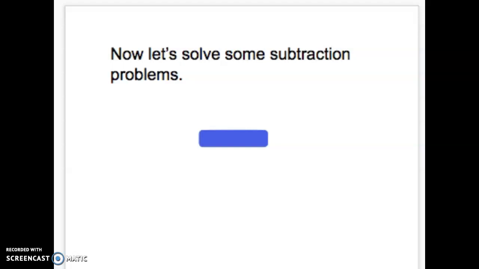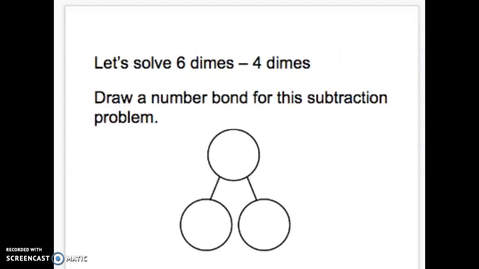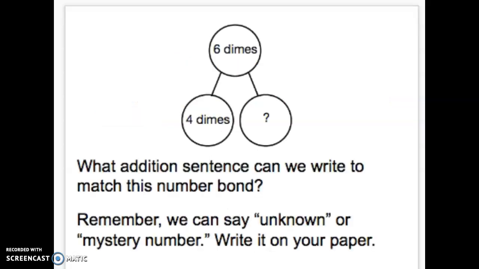Now we're going to solve some subtraction problems. Let's solve 6 dimes minus 4 dimes. Draw a number bond for this subtraction problem. What addition sentence can we write to match this number bond? Remember, we can say unknown or the mystery number. So we had 6 dimes. We're going to subtract 4 dimes. How many is that going to leave us with? This is our mystery number or the unknown number.